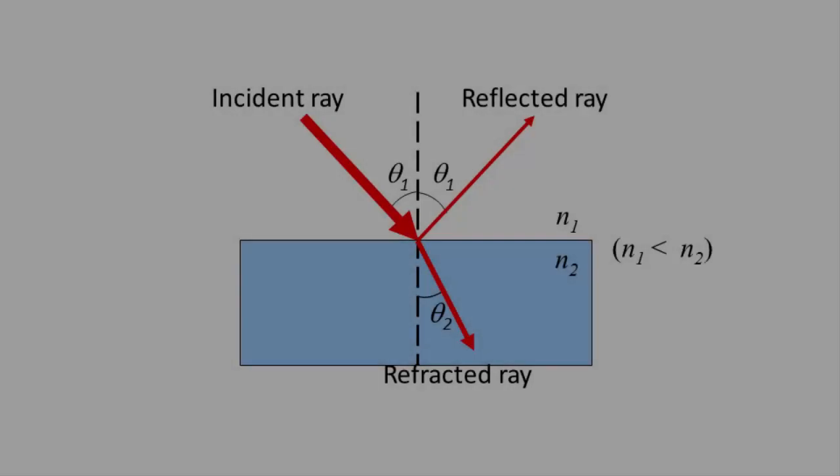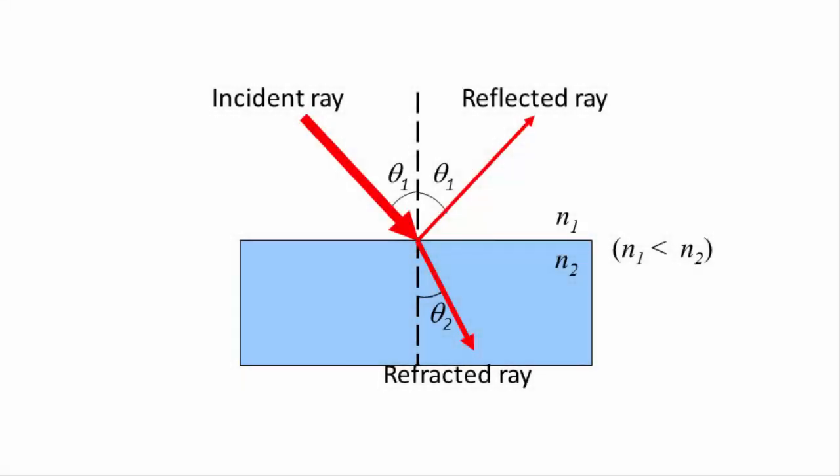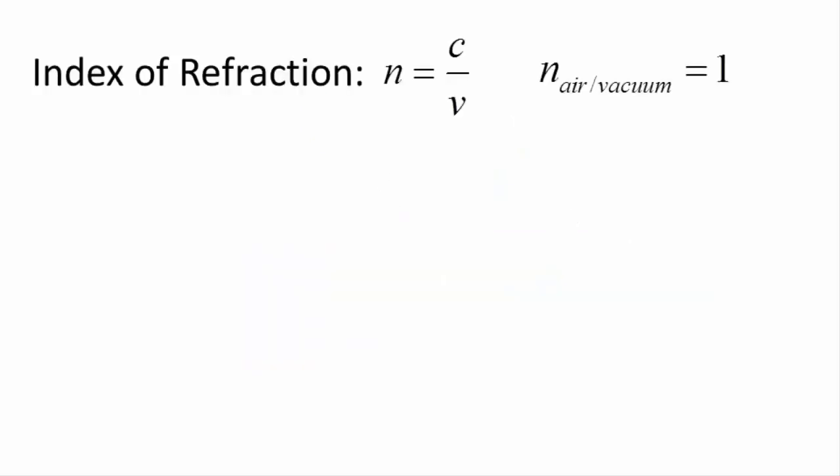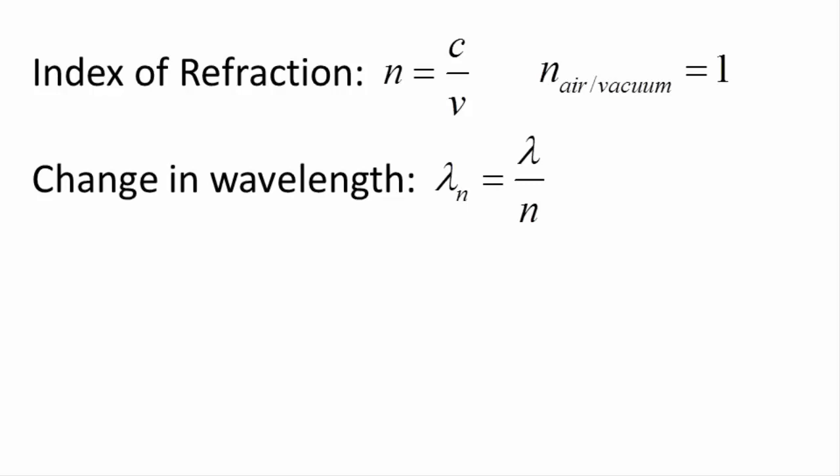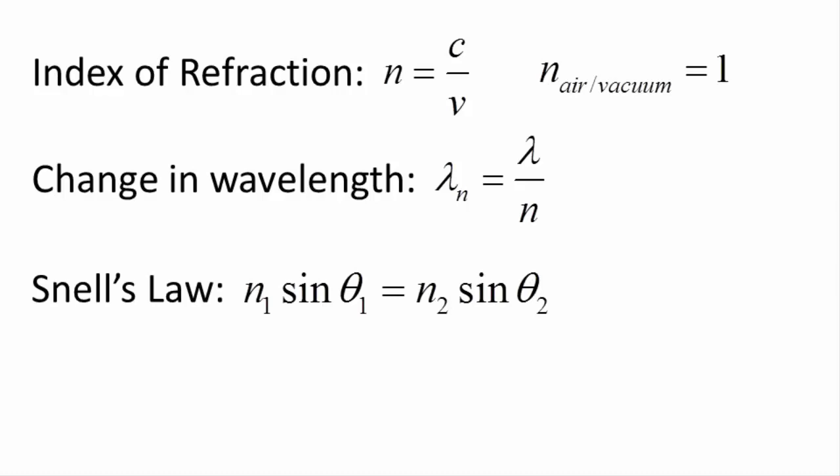In summary, when light hits a boundary between two transparent media, some of the light is reflected and some of the light is transmitted. The transmitted light is bent in a process called refraction. The property of the medium that causes refraction is called the index of refraction, which is defined as a ratio of the speed of light in a vacuum divided by the speed of light in that medium. The index of refraction for a vacuum is equal to 1, and the index for air is also approximated to be equal to 1. The index of refraction causes the light to slow down and also changes its wavelength. The degree of refraction is governed by Snell's Law.